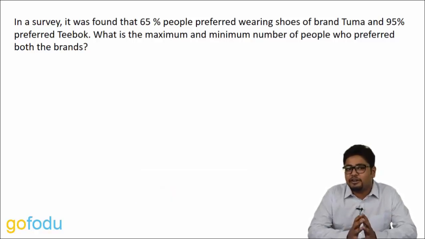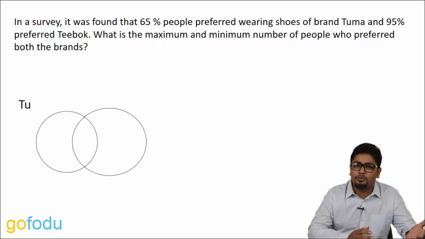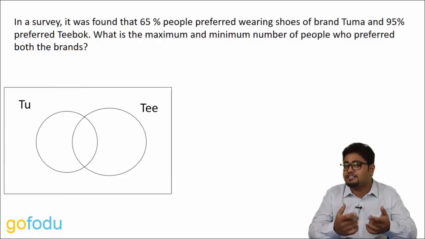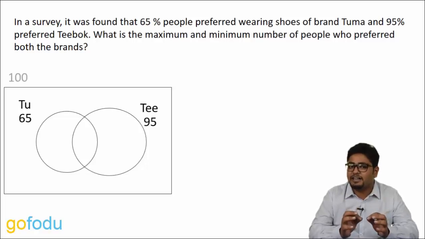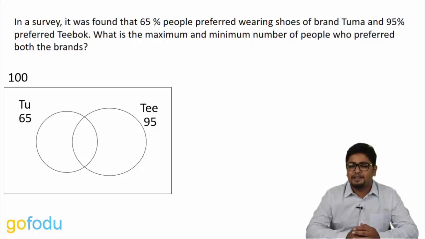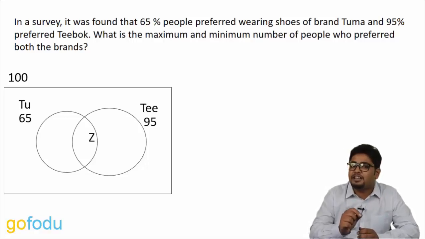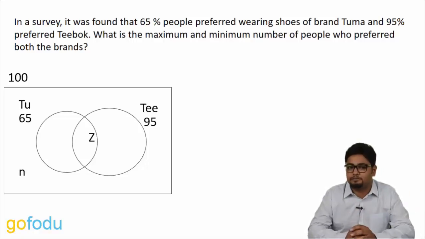The first thing that we do here is make two intersecting circles, one for Puma and one for T-Bog, inside a rectangle which represents the universal set. Puma is preferred by 65% people, T-Bog by 95%. The universal set has to be 100 as we are dealing in percentages. Let's denote the intersection by Z and the percentage of people who didn't prefer any of the brands by N.